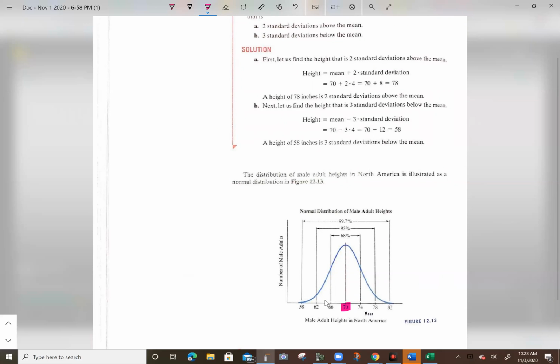Our standard deviation is 4 inches, which means when we go up, 70 plus 4 is 74. That's one standard deviation. 74 plus another standard deviation of 4 is 78. 78 plus 4 is 82. So that's how they got those numbers down there. 74 is plus 1 standard deviation, 78 is plus 2 standard deviations, and 82 is plus 3 standard deviations.